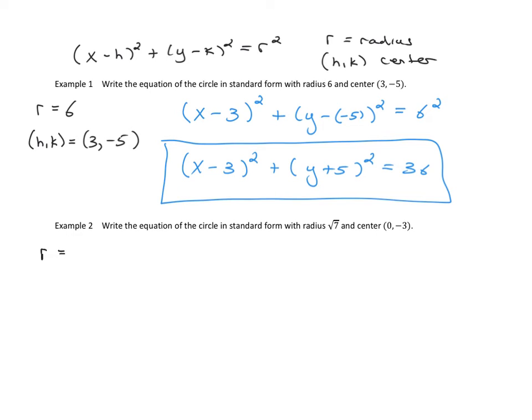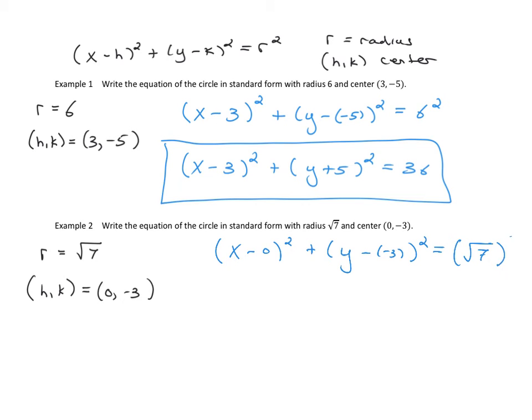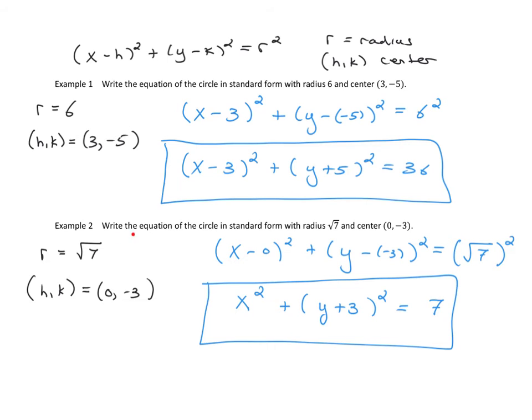Here the radius is the square root of 7, and the center h comma k is 0 comma negative 3. If we put this information into the equation of a circle in standard form, we get (x minus 0) squared plus (y minus a negative 3) squared is equal to the square root of 7 squared. This simplifies to x squared plus (y plus 3) squared is equal to, and if you square the square root in this case, you're left with 7. And this is the standard form of this given circle.